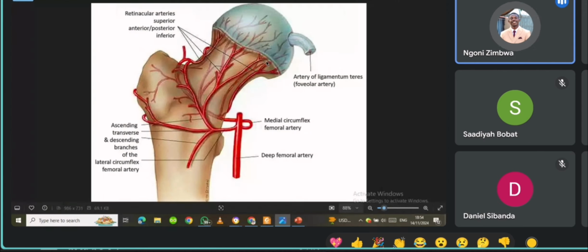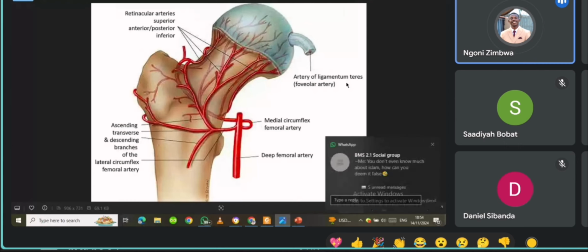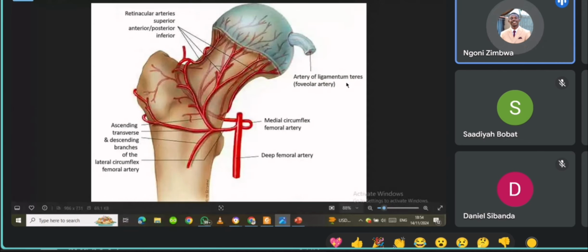But as you grow, the epiphyseal plate is going to close. So you're going to have arteries supplying the head of the femur. As you increase in age, the artery of the ligamentum teres becomes insignificant, so it insignificantly supplies the head of the femur. So if there is a subcapital fracture, there is avascular necrosis. There will no longer be blood being supplied to the head of the femur. Okay, I think I've said that much.